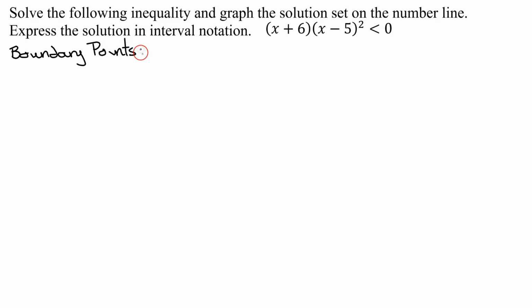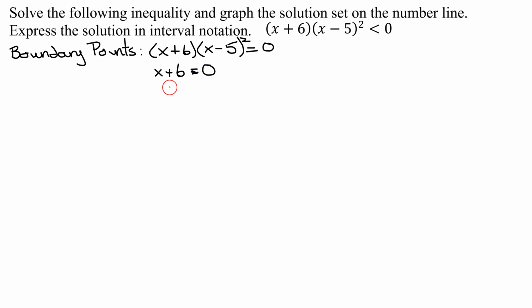And we do that by changing our inequality to an equals. So I'm going to have x plus 6 times x minus 5 all squared equals 0. Now all we have to do is solve this equation, and luckily it was already given in factored form. So if you have a bunch of factors multiplied together equals 0, using the zero factor property, you set them each equal to 0. So I have x plus 6 equals 0.